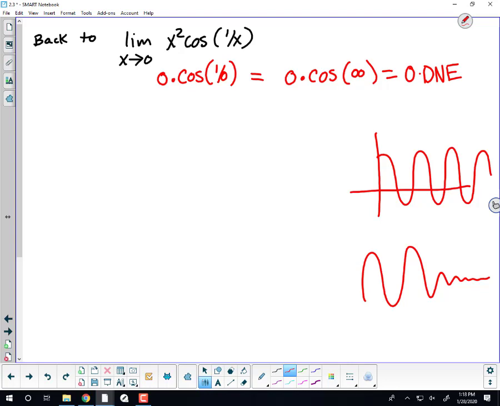That limit doesn't exist. The first factor x squared's limit is 0. So how do we make sense of something where a limit's evaluating to 0 times something that doesn't exist? And that's what we're going to use the squeeze theorem for.